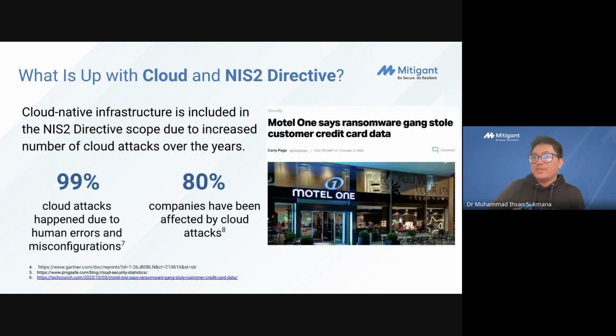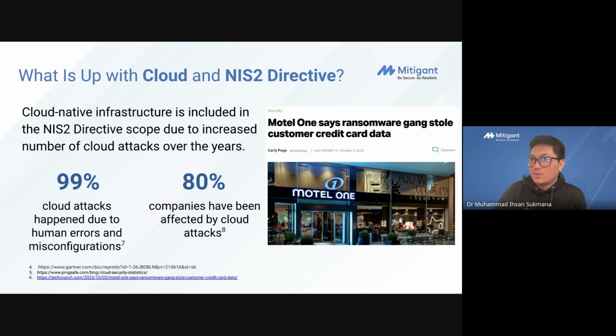But also at the same time, since a lot of companies are migrating to the cloud, this also means that it becomes a new target for cyber attacks. And we have seen so many cloud attacks, ransomware attacks, data breaches, cloud account takeovers as well. You have seen it so many times in the news, the number of cloud attacks over the years.